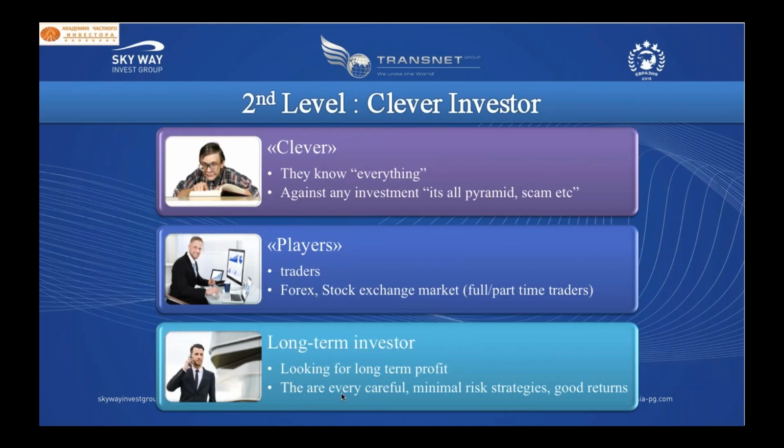Number 2 will be in different subcategories. The clever investor. The clever investor knows everything, and they're against the difference between level 0, these people who never tried investing, they don't believe that it's working at all. The clever investor, it's a second level.